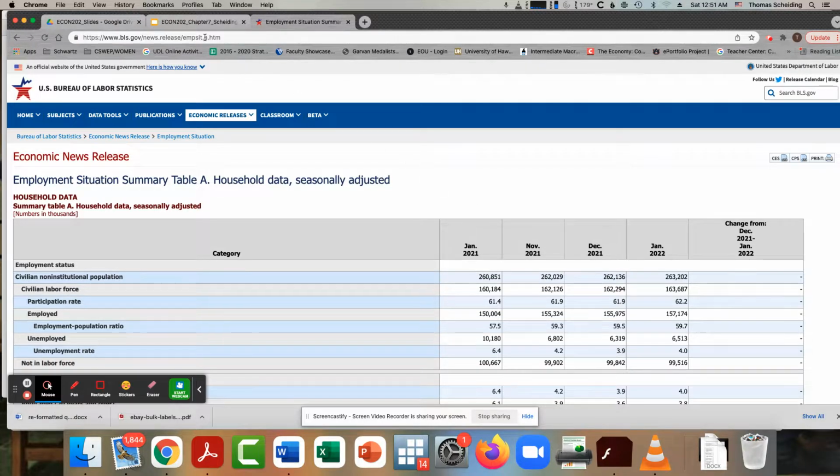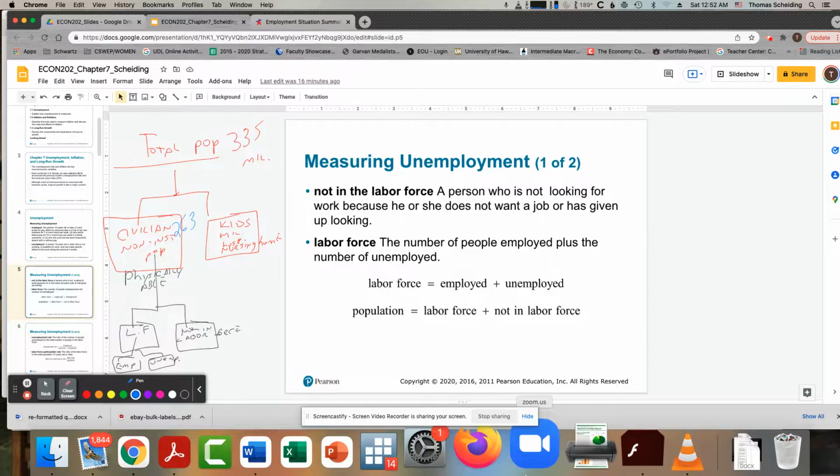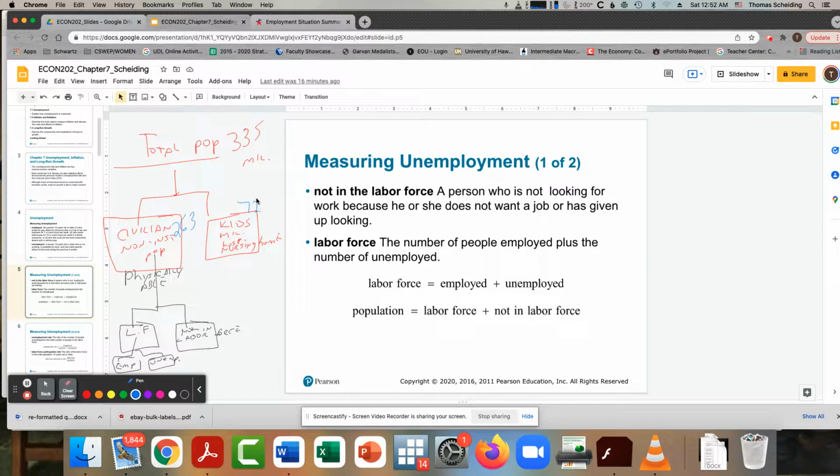263 million. Okay, so let's start to fill out some of these numbers here. So we're saying that this is 263, which would then mean if you do 335, sorry, getting my calculator here. 335 minus 263, that gets us 72. Okay, so now we need to find out who's in the labor force versus not in the labor force.